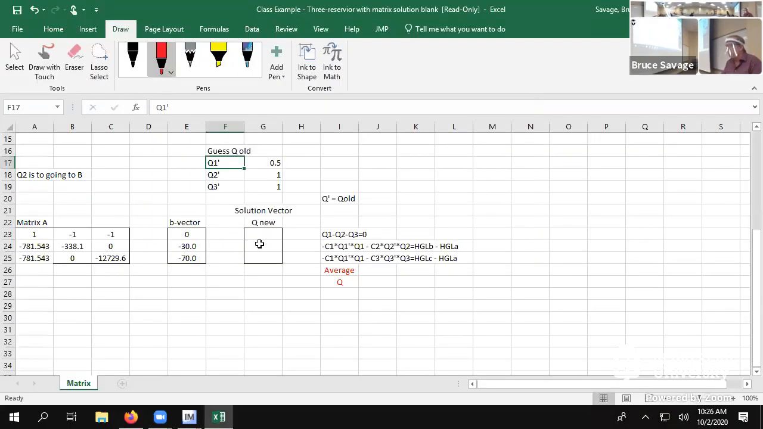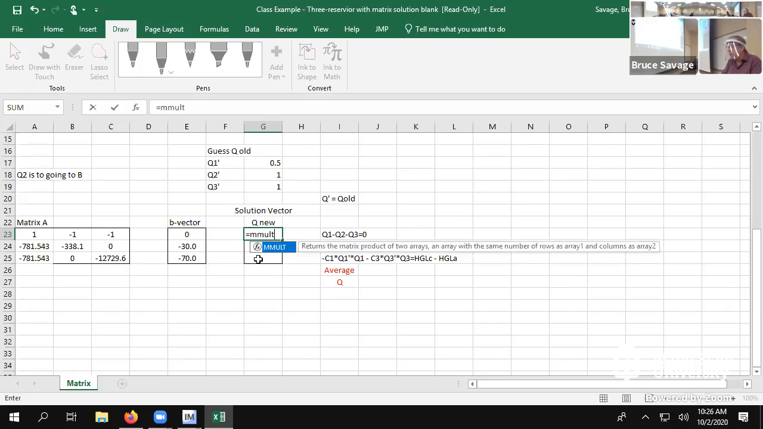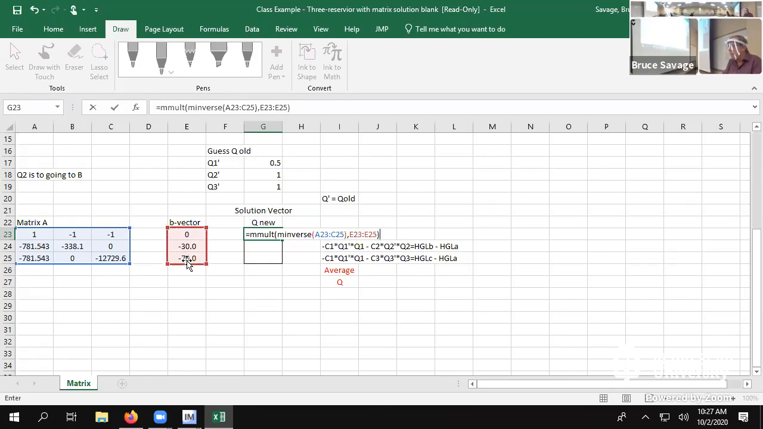So inside of the spreadsheet, we go matrix multiplication, M mult. The first thing is M inverse of this matrix right here, and we're going to multiply that by the B vector. So M multiply, what are we multiplying? The inverse times the B vector. When I hit enter, that's going to fill that in, but it's not going to fill in the other 3, and I know my solution should have 3 there.